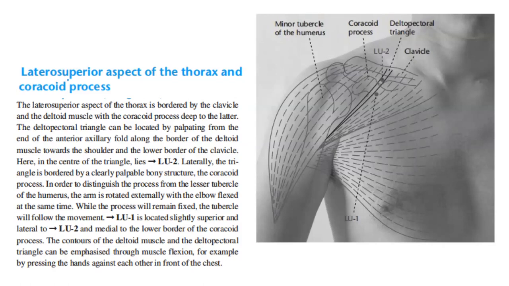The contours of the deltoid muscle and the deltopectoral triangle can be emphasized through muscle flexion, for example, by pressing the hands against each other in front of the chest.